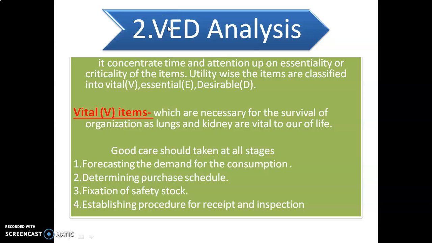Weight analysis. Second method is the weight analysis. It concentrates time and attention upon the essentiality or criticality of the item. Utility-wise, the items are classified into V, meaning vital items, E meaning essential items, and D meaning desirable items. V items are those necessary for the survival of the organization, as lungs or kidneys are vital to our lives. Lungs and kidneys are very important parts of the body for the survival of life.